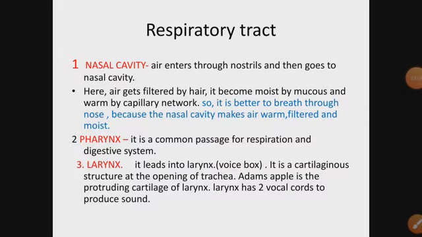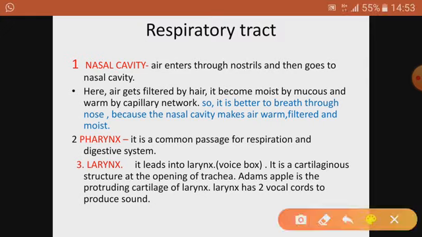Now the first topic we have already discussed: what happens when the air enters the nasal cavity. It gets warm, filtered and moist. Then it comes to the common passage. This pharynx you will see in the digestive system as well as in the respiratory system. Please watch the previous video once again. Then it comes to the larynx. Larynx is called the voice box.